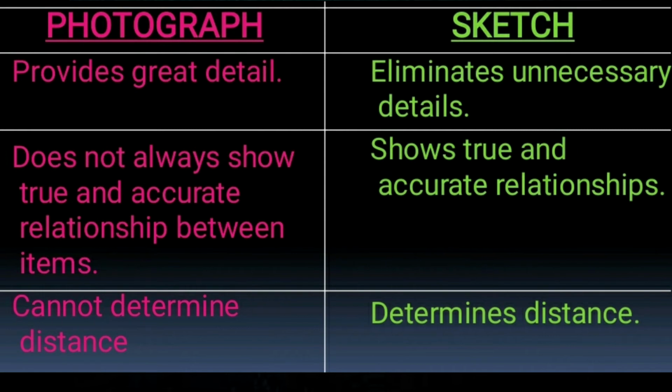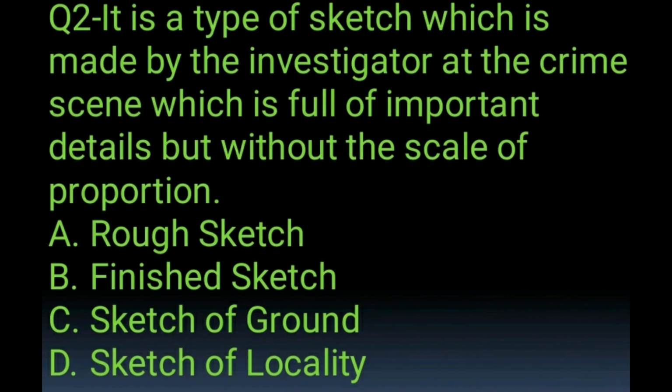Okay? Yan. So, the photograph and sketch can be used hand in hand in order to have a clear picture of the crime scene. Okay, so let us proceed to question number 2. It is a type of sketch which is made by the investigator at the crime scene, which is full of important details but without scale and proportion. Letter A, rough sketch. Letter B, finished sketch. Letter C, sketch of ground, and Delta, sketch of locality.